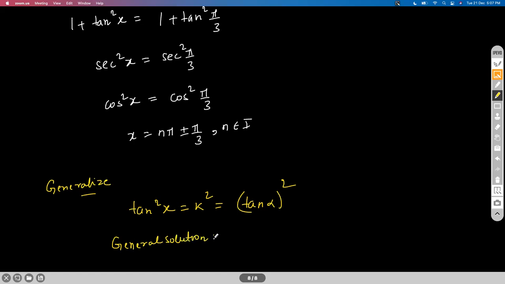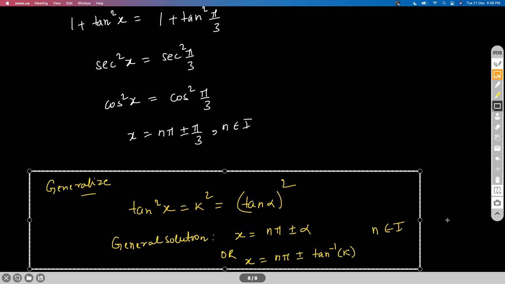So for the last three that we have done today, the formula is going to be the same for all of them. Or let's say if your angle alpha is not well known, you can also leave your answer like tan inverse k, n being some integer. Is it fine? Any questions, any concerns?